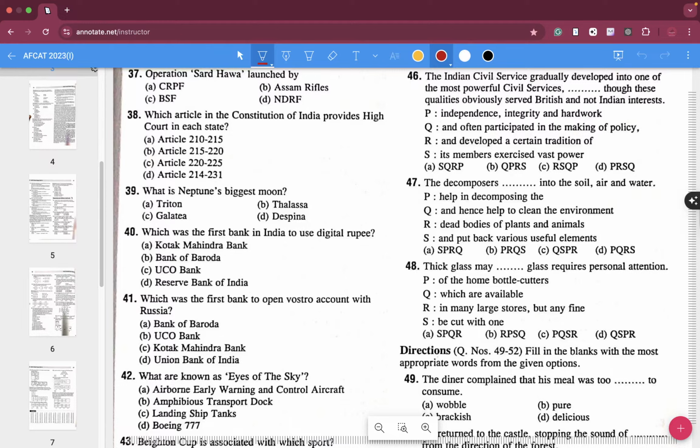Okay. So the Indian Civil Service gradually developed into one of the most powerful civil services, right? Its members exercised vast power and often participated in the making of policy, right? And developed a certain tradition of independence, integrity, and hard work, though these qualities obviously served British and not the Indian interest.